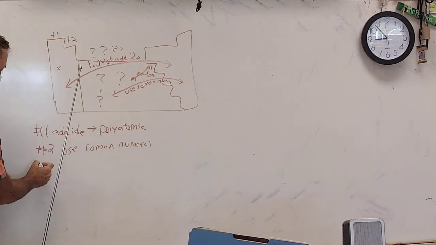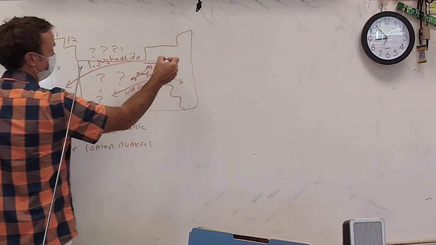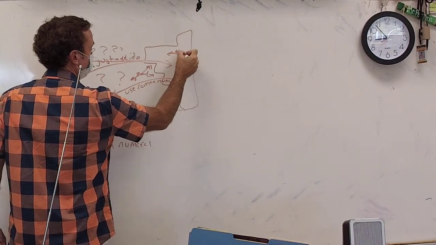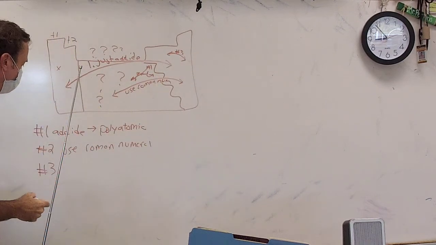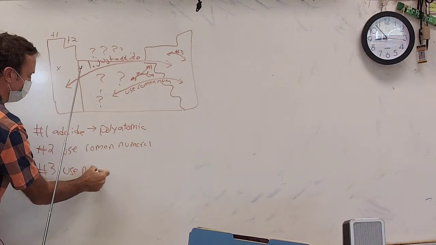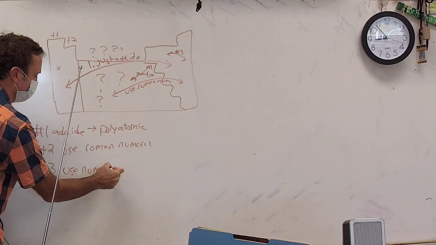And then for number 3, boom, that's the easiest one. Rule number 3, that's when we have covalent bonds. And then you use the numerical prefixes, all right?